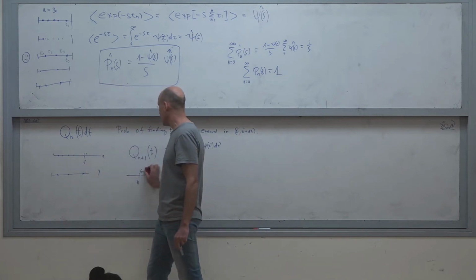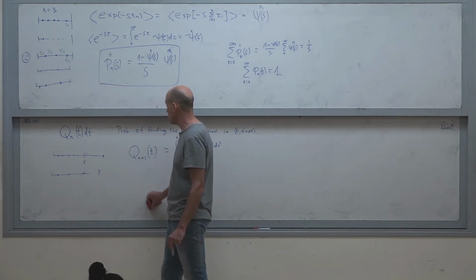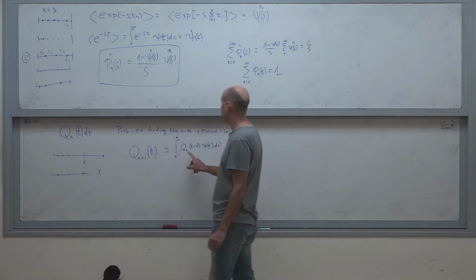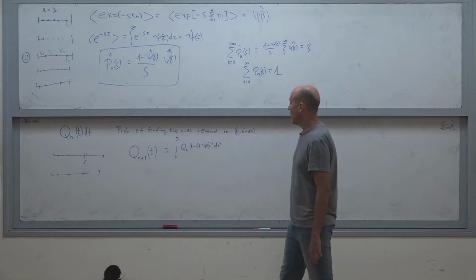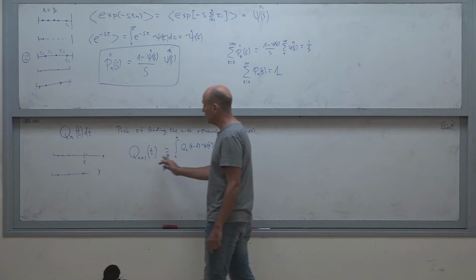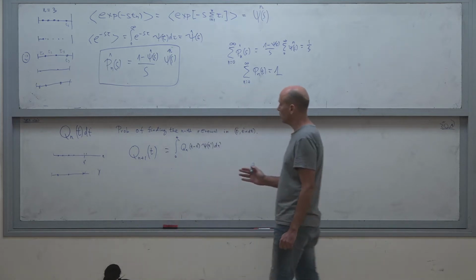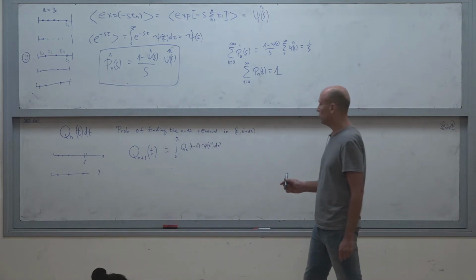It's actually called a recursion relation, because it relates Qn plus 1 and Qn. Now, this type of integral is very common in probability theory. This is called a convolution.